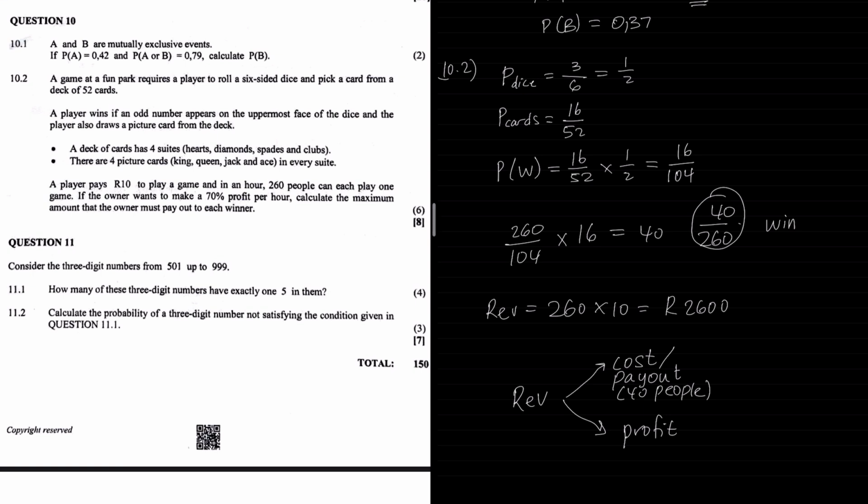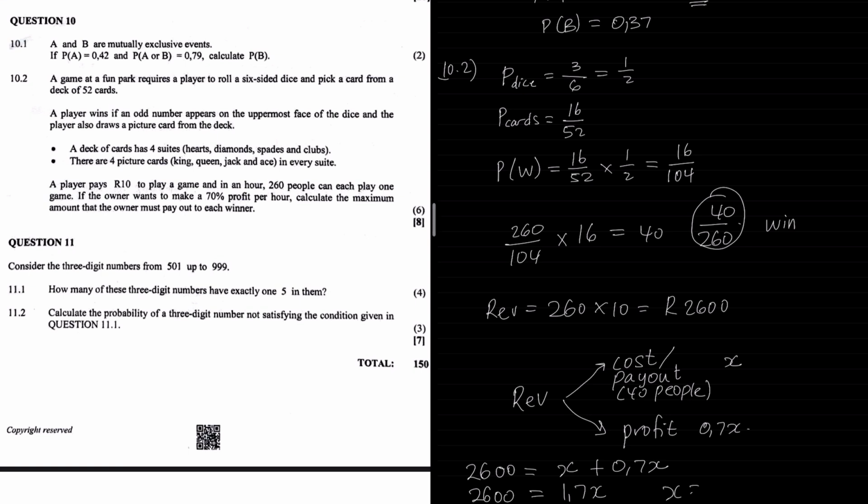Let's call the cost x, right? We don't know how much the cost is going to be. And the profit is going to be 70% of that, so 0.7x. So we know that the revenue, which is 2,600, is going to equal the payout plus the profit. So x plus 0.7x is 1.7x, and that's equal to 2,600.